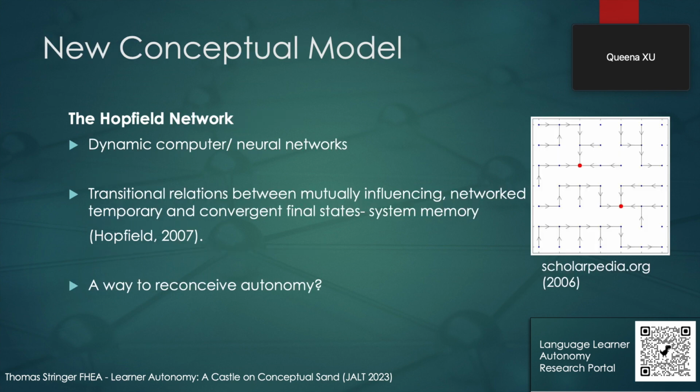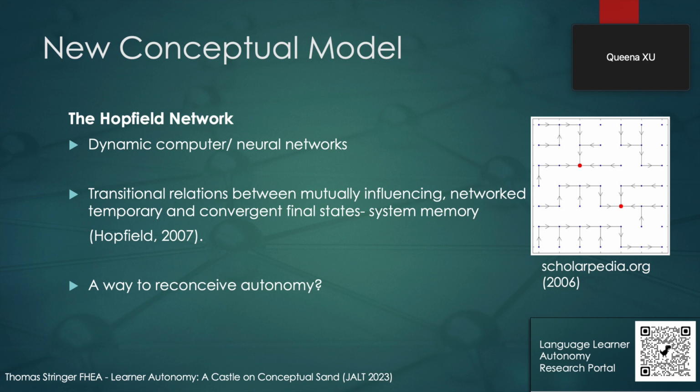So can we think about language learner autonomy as one of these epiphenomena or emergent systems? There are kind of encouraging signs from the world of artificial intelligence in terms of the Hopfield network, for example, which is a way of modeling a dynamic computer network or a neural network where you have these transitional relationships between networked nodes that are moving between kind of temporary and final states.